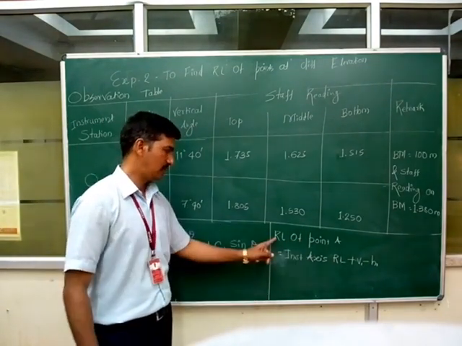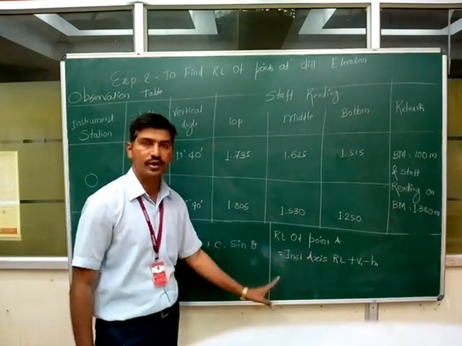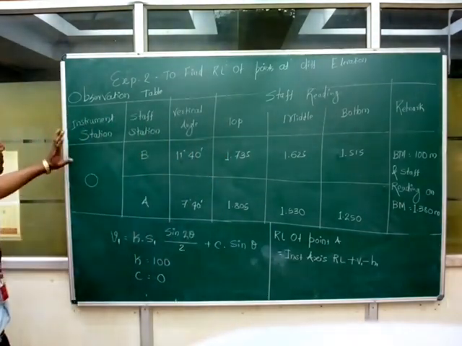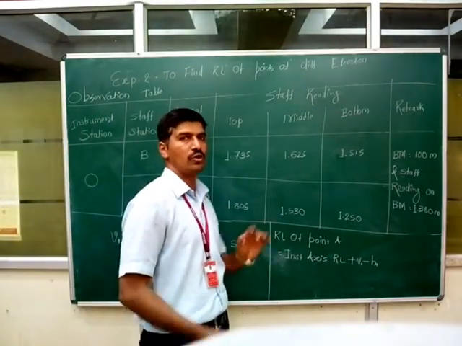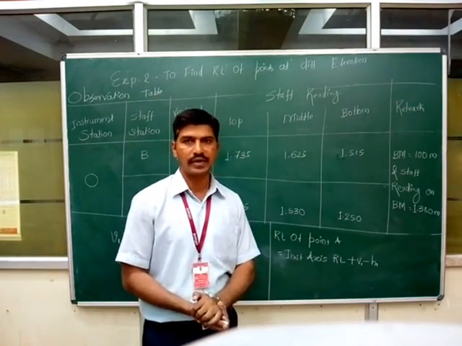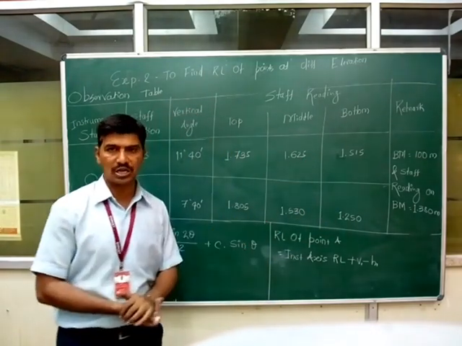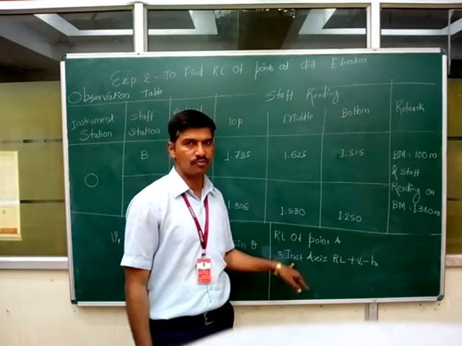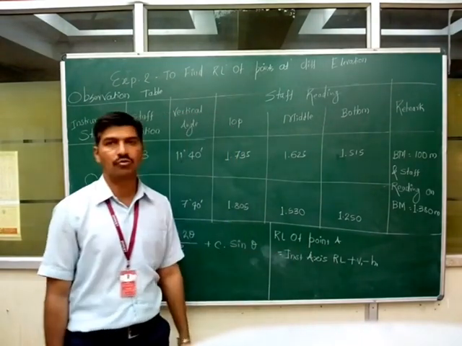On the same line, we can find out the RL of point B. So by using this experiment, we have calculated RL of point A and RL of point B. Now it is your task to tell me what is the RL of point A by using the calculations. I have given you this observation table. Each and every student has to calculate the RL of point A. I have given you the formula, and you have to calculate the RL of the second point B.